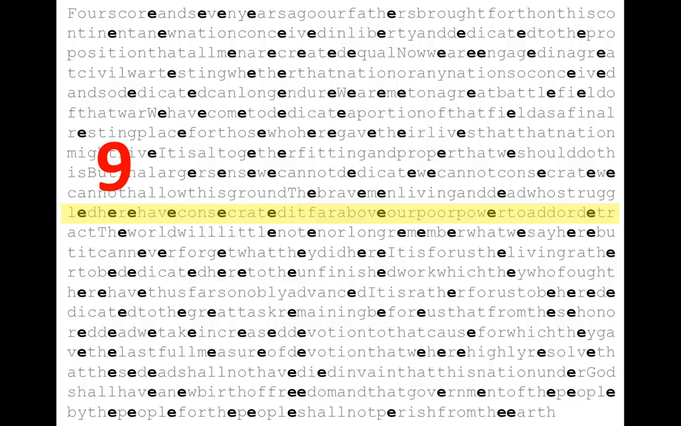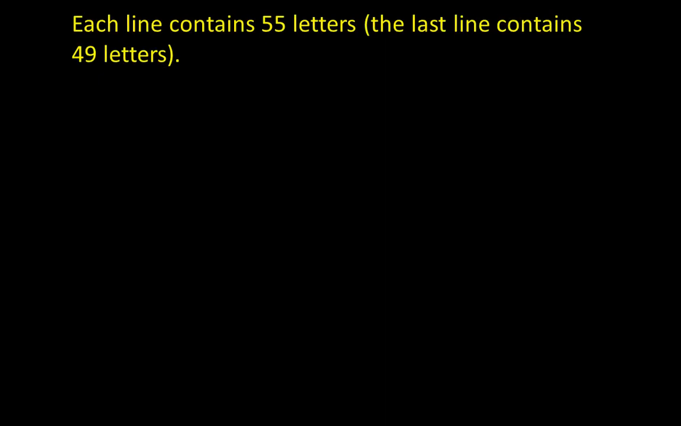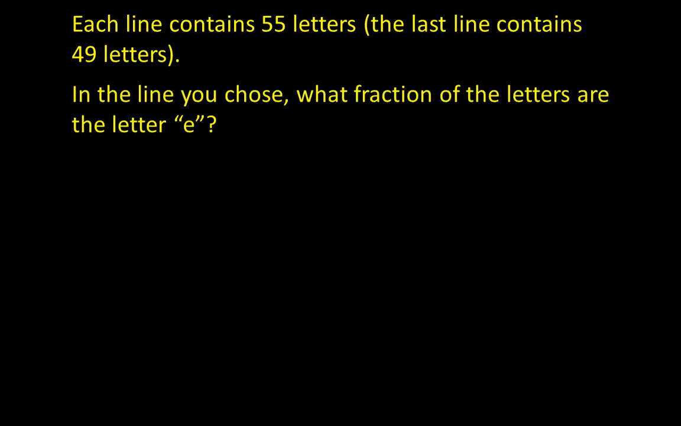So now I'm going to take my line and look at these same questions that I asked you about your line. If every line contains 55 letters, how many of the letters in my line were the letter E? What fraction of the letters? So I had 9 E's out of the 55 letters, so 9/55 of the letters in my line were the letter E. So I would say experimentally 9/55 of the letters in the Gettysburg Address I would expect to be the letter E.